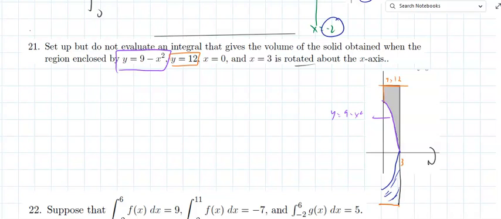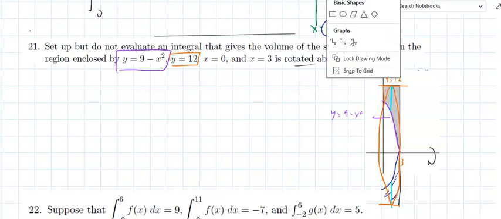If I pick my rectangle, do you see why I want it vertical? Because the top is always the orange and the bottom is always the purple. Then I'm going to create a washer again.